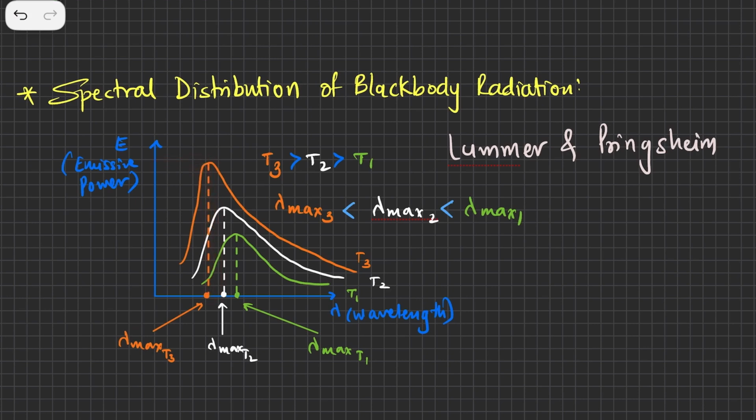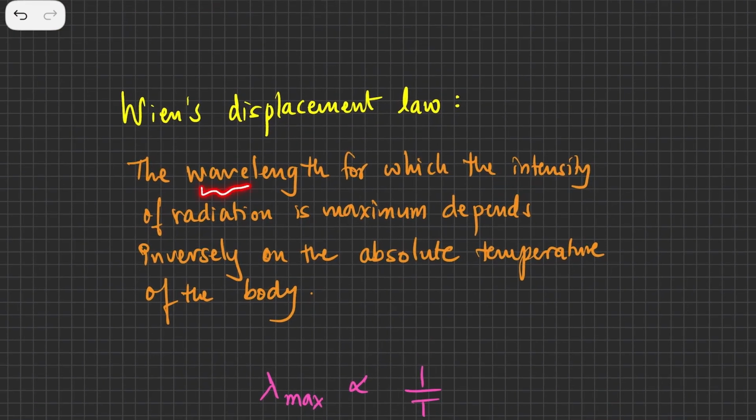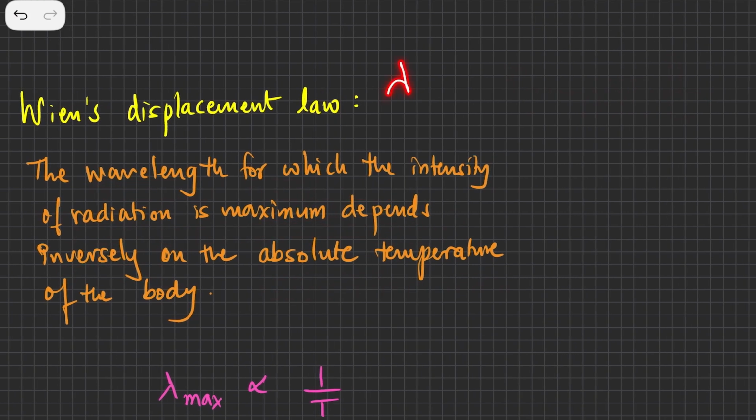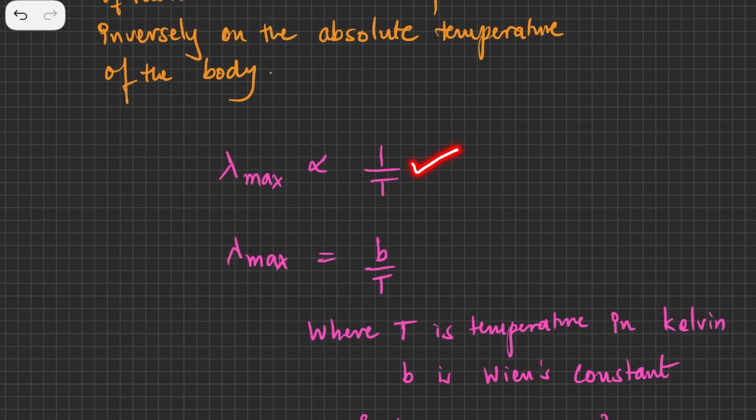It's clearly visible that wavelength and temperature have an inverse relationship. So if you have understood this graph, then Wien's displacement law is clear. So this is Wien's displacement law: the wavelength for which the intensity of radiation is maximum, that is lambda max, depends inversely on the absolute temperature. So lambda max depends inversely on the absolute temperature. I have written this: lambda max is proportional to 1 upon T.